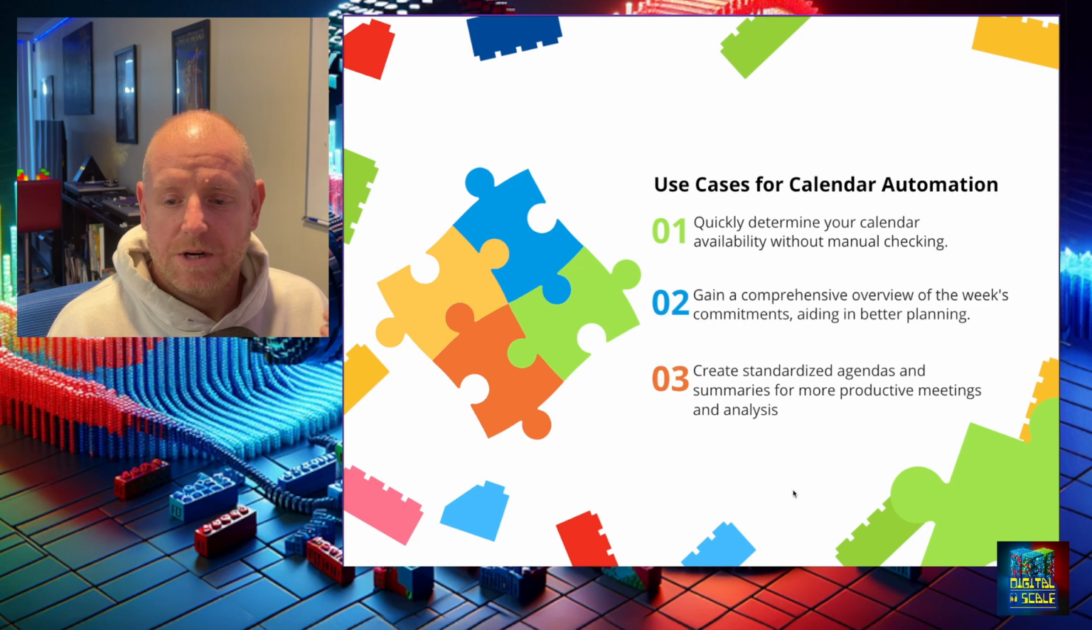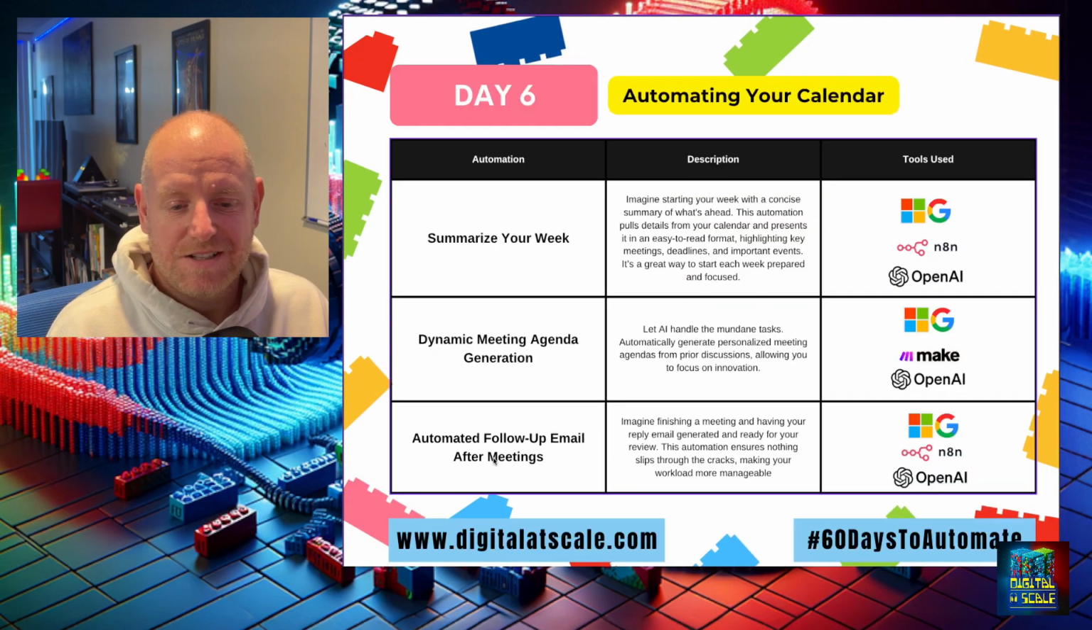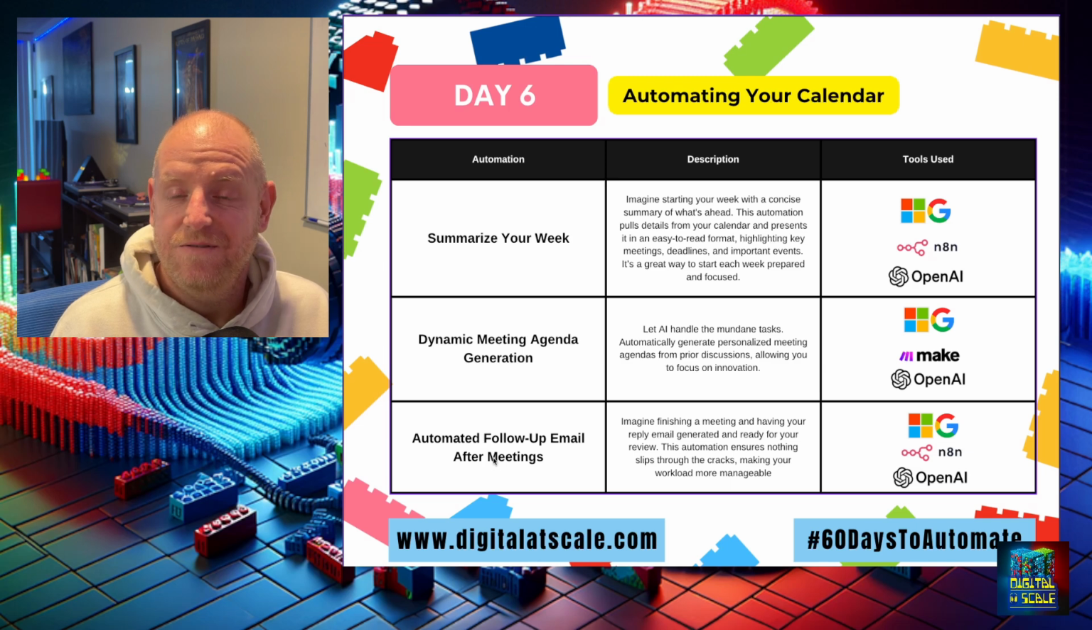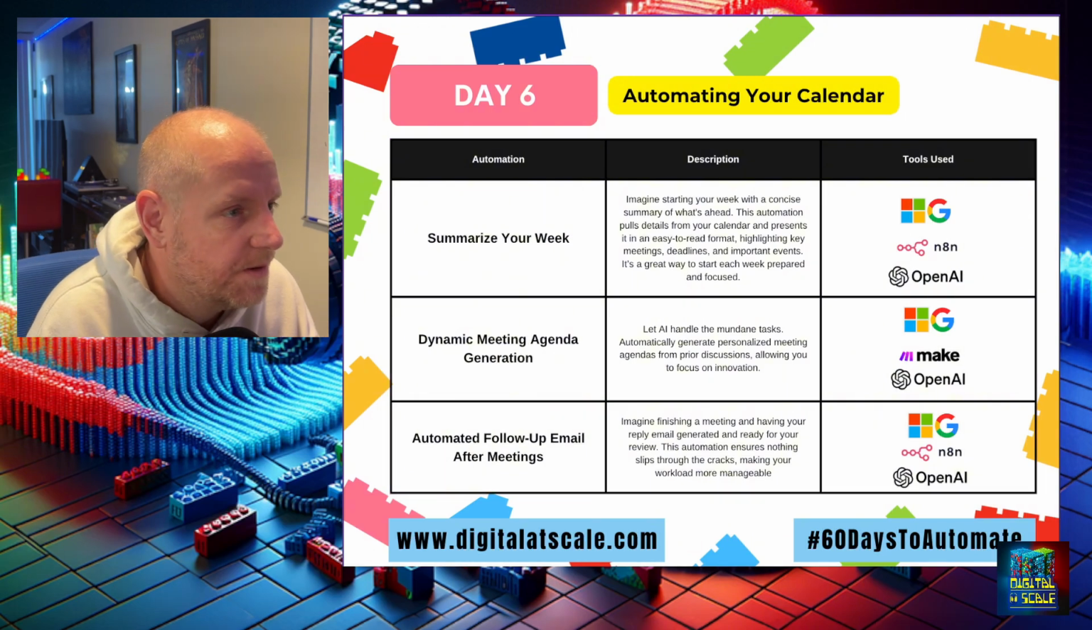And then we're going to talk about how we can create standardized agendas and summaries for more productive meetings. And if you stick around to the end, I'll also show how we can do automated follow-up meetings or automated emails in your draft box. So taking what we learned yesterday with creating automated drafts, and having that ready in your draft inbox right after the meeting. So first thing, we're going to do summarizing the week. So let's jump right in.